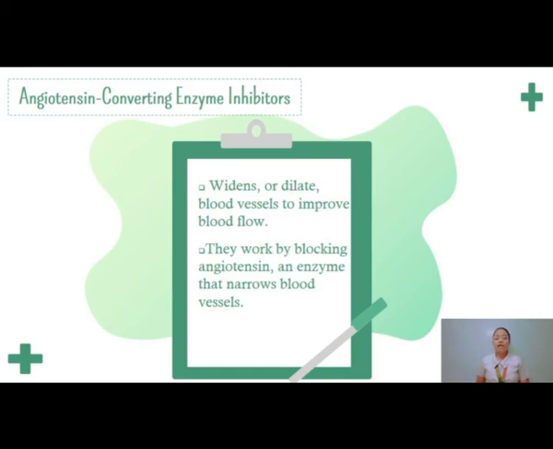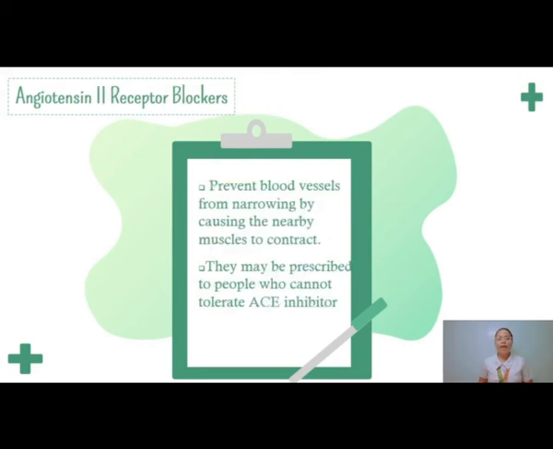Angiotensin converting enzyme, or the ACE inhibitors, widen or dilate blood vessels to improve the blood flow. They work by blocking angiotensin and enzymes that narrow the blood vessels. Side effects can include elevated potassium levels in the blood, dizziness, headache, and drowsiness. Then the angiotensin 2 receptor blockers.